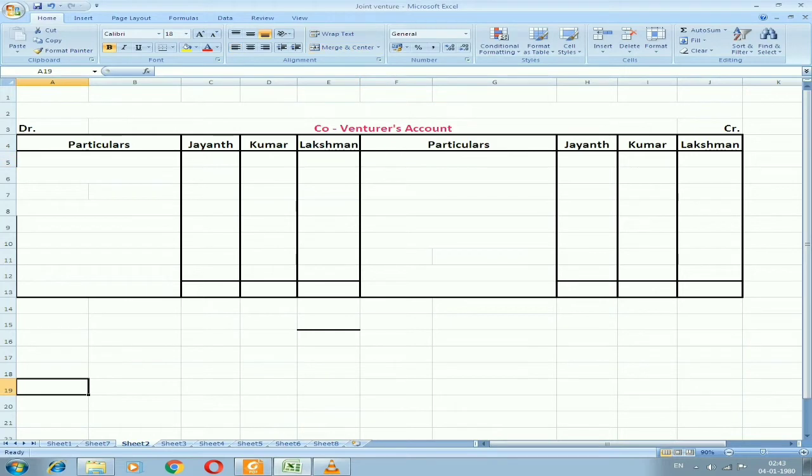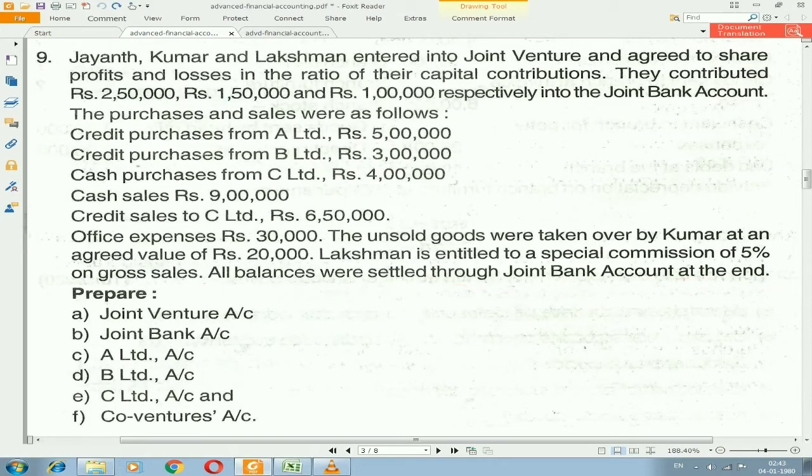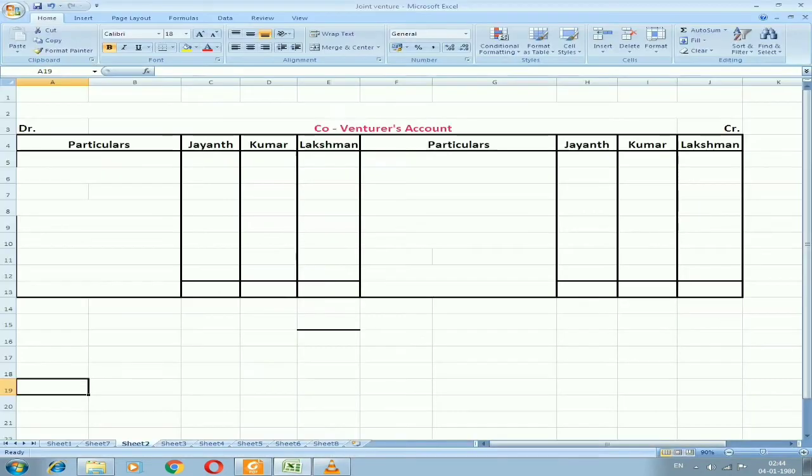So let us record the co-ventures account. First, we are always supposed to take the contribution which they made at the start of the joint venture business. In this illustration, they have given three co-ventures' capital contributions: 2,50,000, 1,50,000 and 1 lakh. So let us record that in the name of the joint bank account: by joint bank account, for Jayant 2,50,000, for Kumar 1,50,000 and for Lakshman 1 lakh.